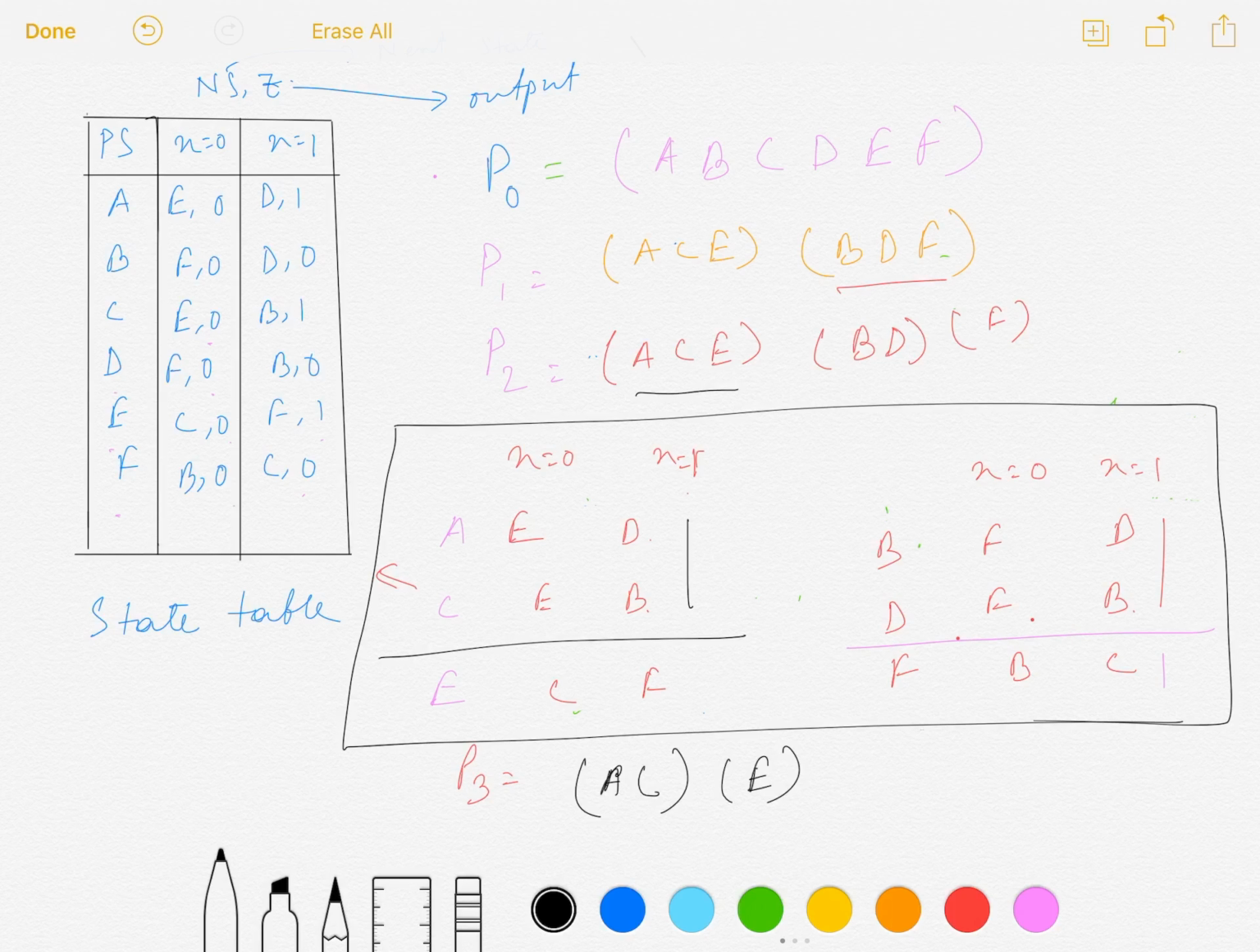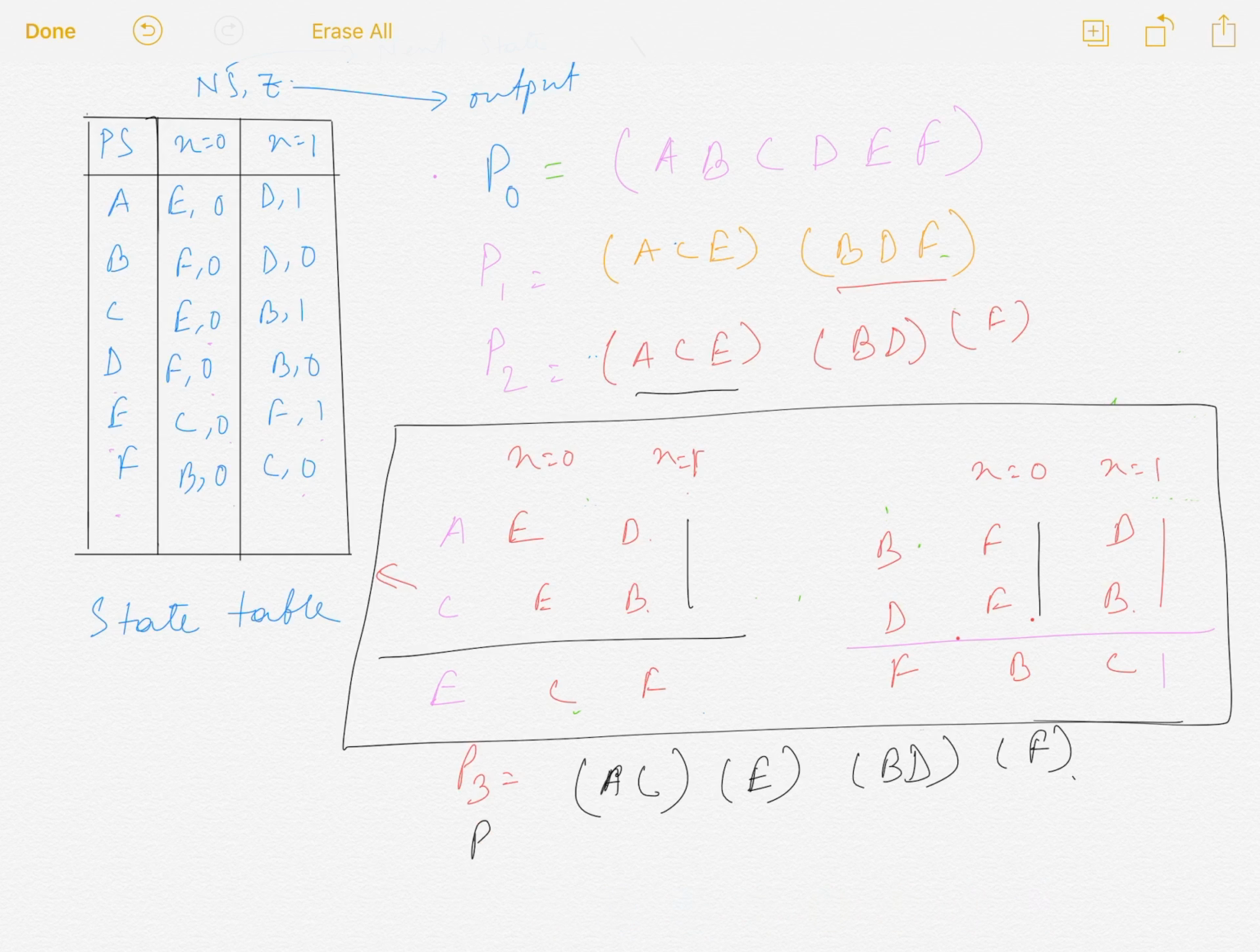And now check for BD. In BD, for x equal to 0, I have the output F, right? It is in the same partition. And for x equal to 1, I have BD in the same partition. So, BD will not be changed. Now, F is a single state, so I do not have to check it. Now, for P3 we got that AC is 3 equivalent, BD is 3 equivalent, and E and F are single states, so they must be infinitely equivalent.